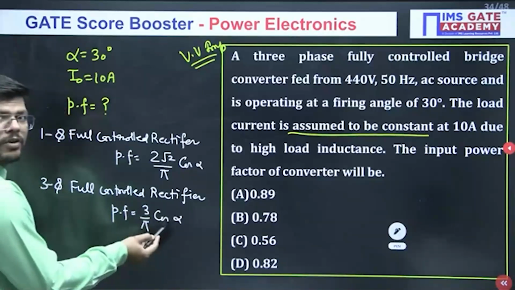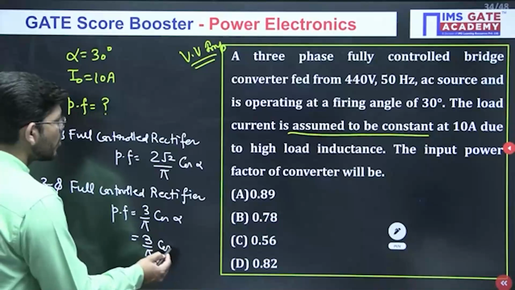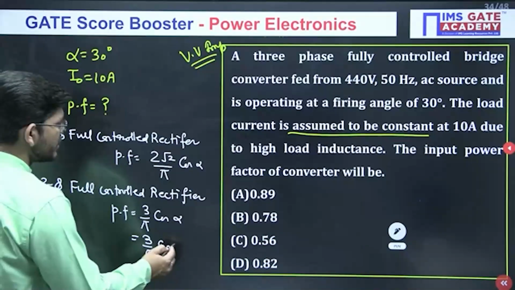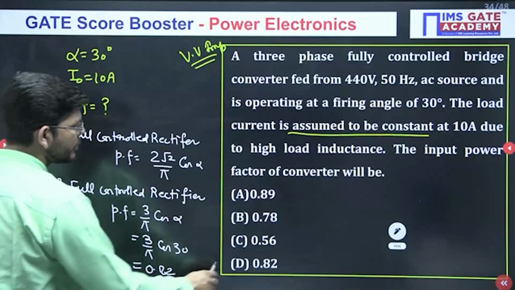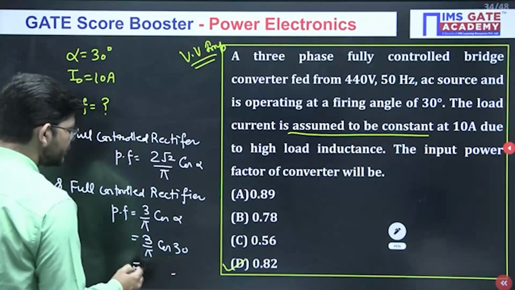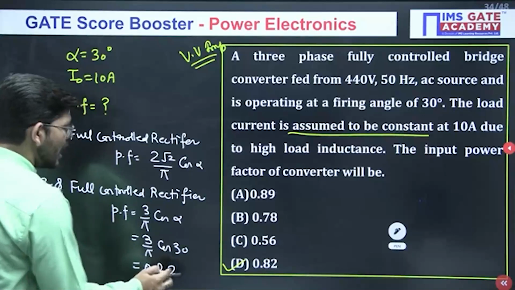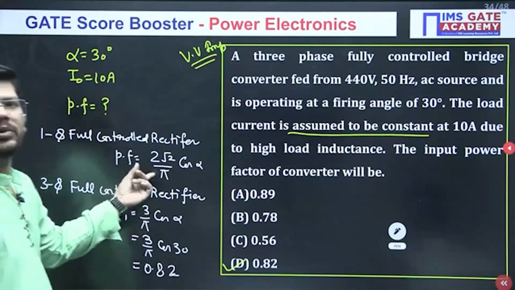So you only need the value of alpha to calculate the power factor, which is given in your case. Cos of how much is alpha? 30. So when you solve it, you will get 0.82, which is given in option number D. Okay. So just see, either you will get a problem related to this formula or related to this formula.